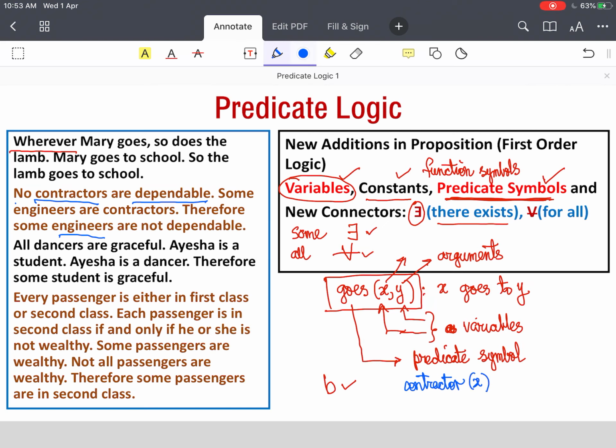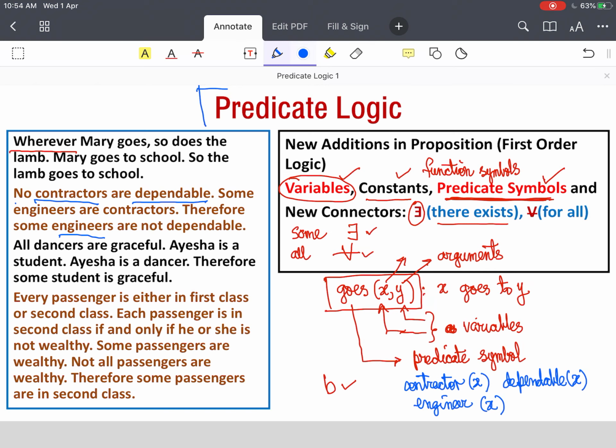So we will add new predicates like contractor X, which means X is a contractor, dependable X, which means X is dependable, engineer X, which means X is an engineer. Similarly, we will do it for others, and then we will see how we codify them into sentences.